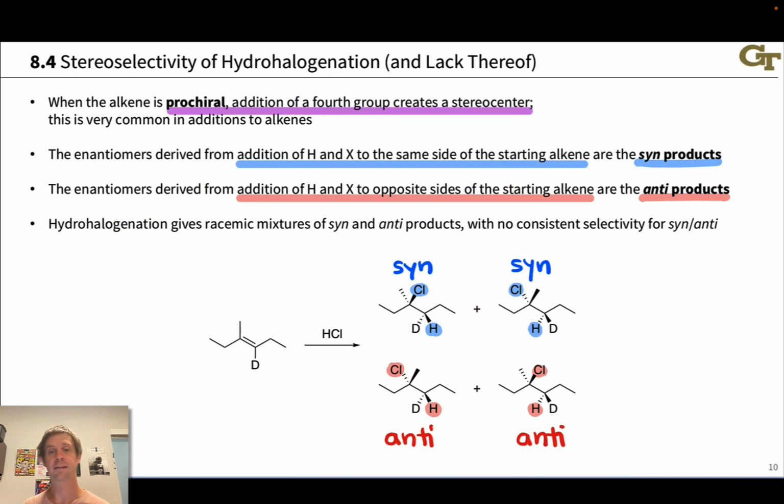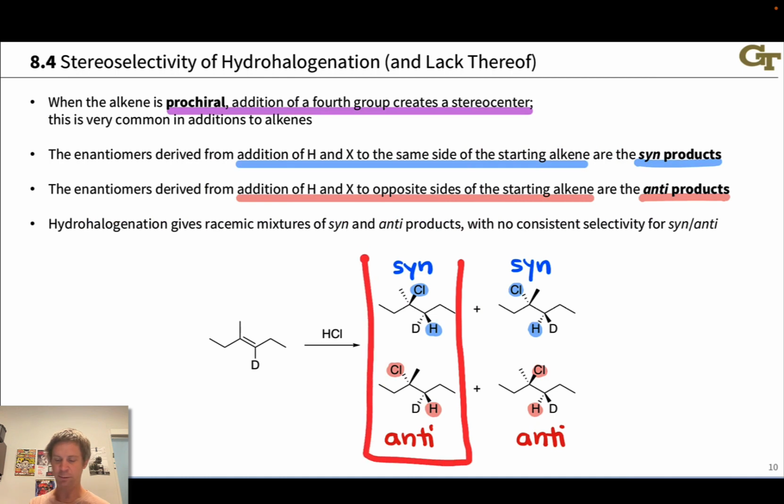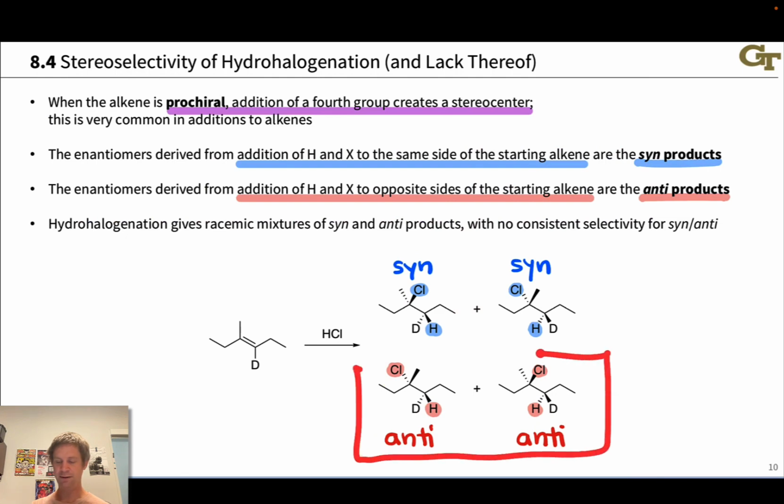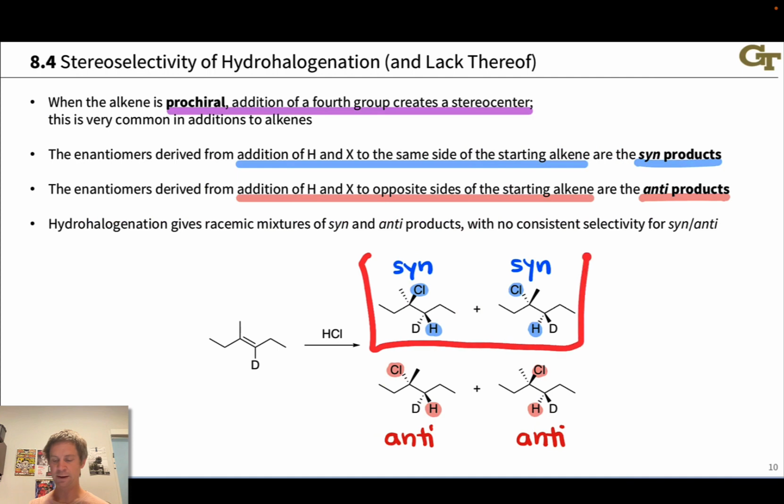So both are anti-products. One thing we should point out now is that the syn and anti-products are diastereomers of each other. Notice that these two products, for example, differ in configuration at the chlorine-bearing stereocenter, but have the same configuration at the deuterium-bearing stereocenter. So they're diastereomers of each other, while the two anti-isomers here are enantiomers of one another, and the two syn isomers here are enantiomers of one another.